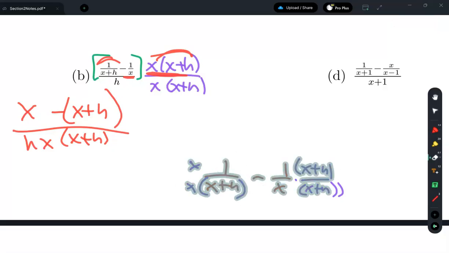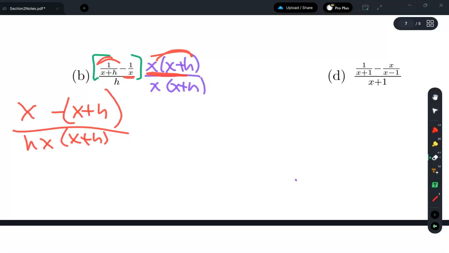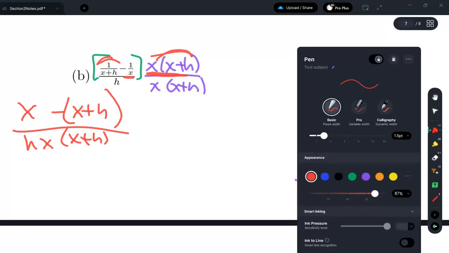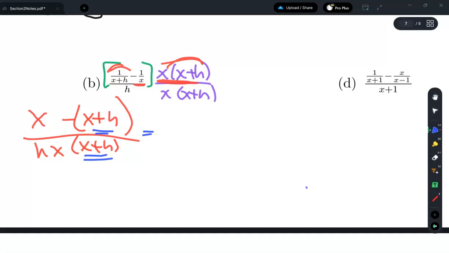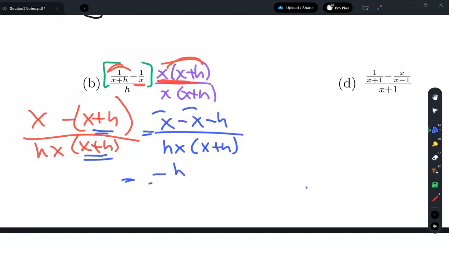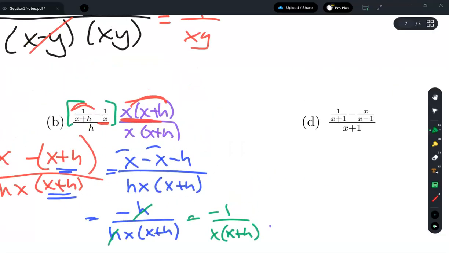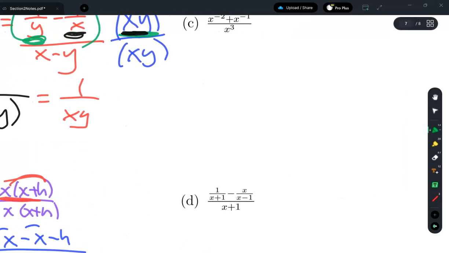So now be careful you don't do bad math. Bad math would be to say, I can cancel these x plus h's. That's really, really wrong. So I have x minus x plus h over hx times x plus h. Then the x's cancel, so I'm left with negative h over h times x times x plus h. And then I see, oh, look at that, negative 1 over x times x plus h. There it is.